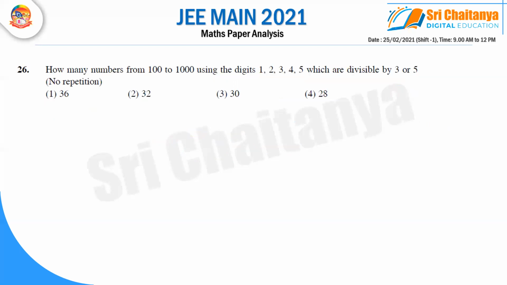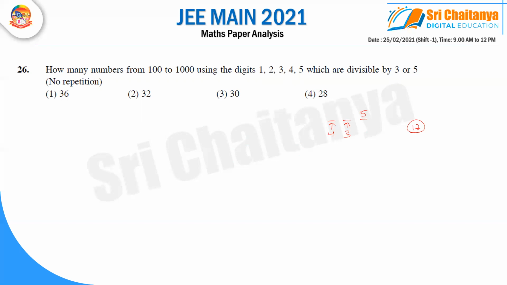Now he's saying how many numbers are there from 100 to 1000 using the digits 1, 2, 3, 4, 5, which are divisible by 3 or 5, no repetition. So if I'm taking divisible by 5, let us write it as 5. So this slot can be filled in 4 ways. This slot can be filled in 3 ways. So total 12 numbers are there which are divisible by 5.